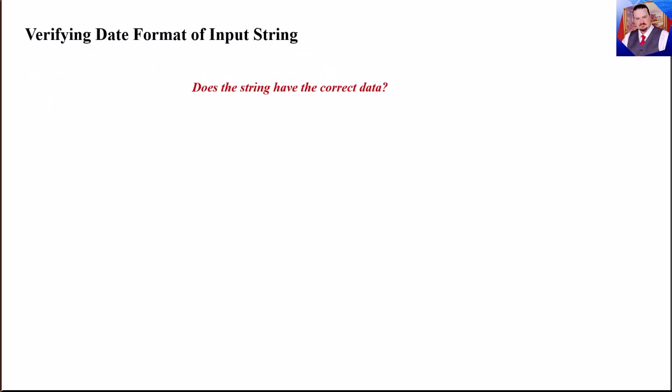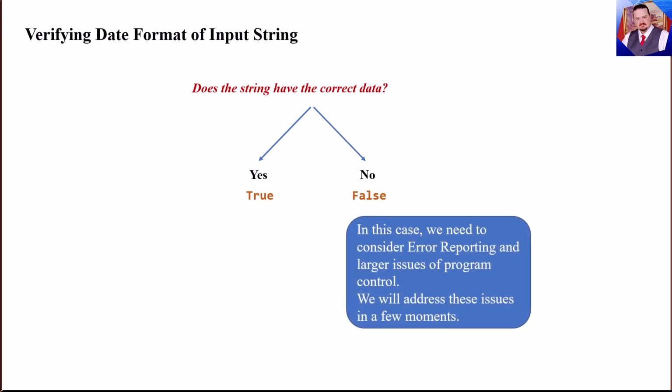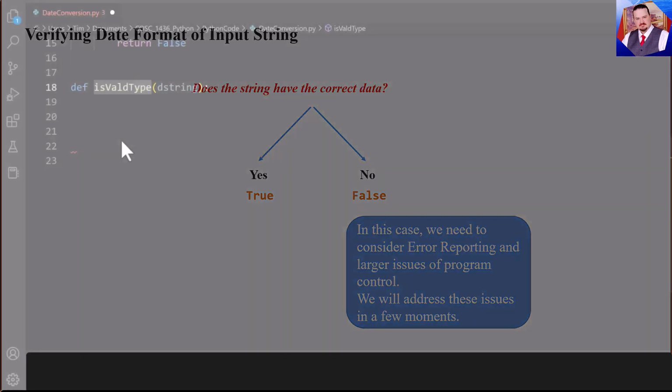So once again, we want to write a function. Does the string have the correct data types? It's going to be true or false, namely return a Boolean value. And of course, again, we need to consider the error reporting and how that will work after we write these functions and nest them in terms of overall control flow logic. Okay, so let's look at the code.